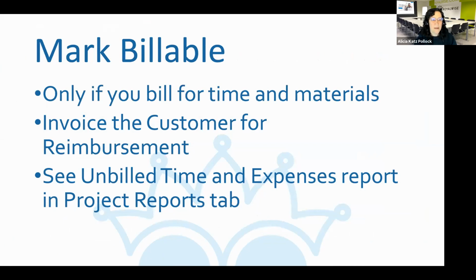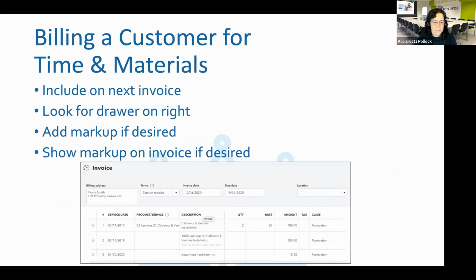So here's marking billable. Again, it's only for invoicing the customer for reimbursement, and there is a report in the project center so that you can see that unbilled time and expenses so that you know how much you have pending and can take that into consideration for your budgeting. When you are billing your customer for time and materials, you are including it on your next invoice. And what happens is when you make the invoice, a drawer is going to open up on the right-hand side with all of your unbilled expenses for that job and your estimates and anything that could be included on an invoice. And then you click add, and it puts all of the expenses on the invoice.